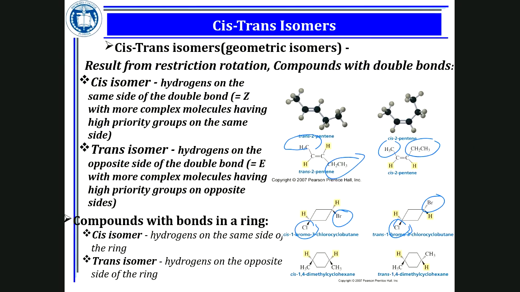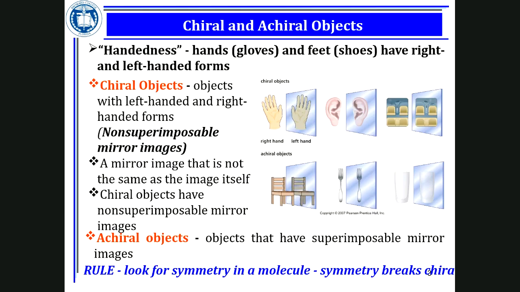The molecule is going to be trans. The groups attached are in the opposite direction. So for cis-trans isomers, they are examples of geometrical isomers.